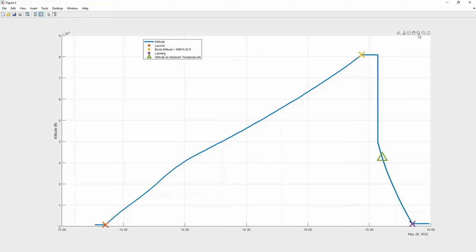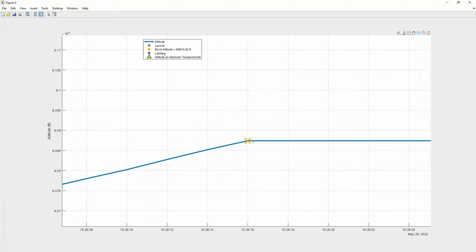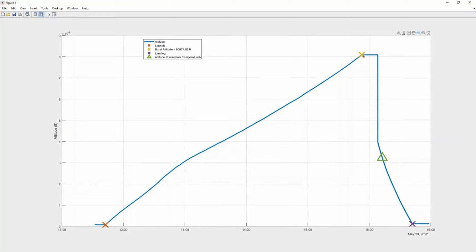And in fact, let's go ahead and zoom in and look at what time this actually happened. If you zoom in on this, we see that we had a burst here at about 3:26 and 16 seconds local time in the afternoon. So keep that in mind, 3:26 and 16 seconds is when we think the balloon actually burst. So it burst, and then while it was tumbling, we did not have a GPS lock.